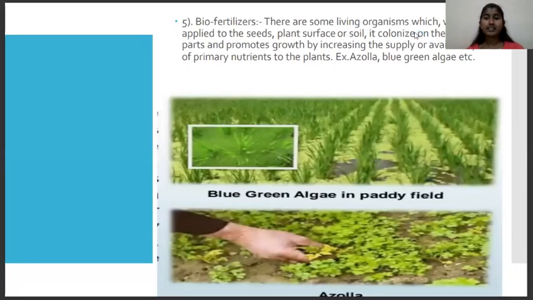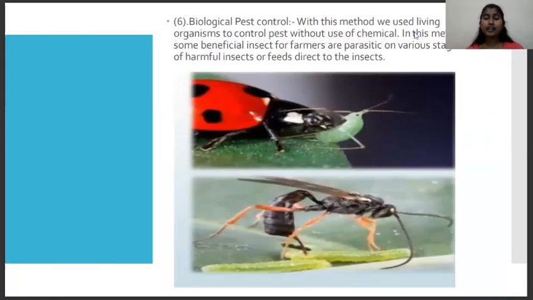Fifth one, biofertilizers. There are some living organisms which are applied to the seeds, plant surface, or the soil. They colonize the plant parts and promote growth by increasing the supply or availability of the primary nutrients to the plants. Examples of biofertilizers include azolla, blue-green algae, etc. Sixth one, biological pest control. Biological pest control is a method in which we use living organisms to control pests without using any chemicals which affect the soil. In this method, some beneficial insects for the farmers are parasitic on various stages of harmful insects, or are fed directly on the insects.